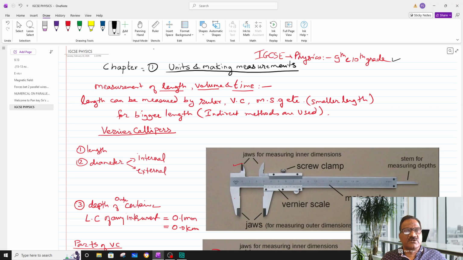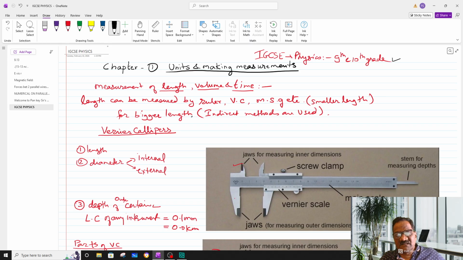So you'll be learning how to measure the length, volume, and time. Length can be measured using a ruler, vernier caliper, or micrometer screw gauge, and these are for the smaller lengths, right? Bigger length means the distance, bigger distances. For example, the distance between the sun and the moon, or the distance between the earth and the sun. These are very large distances, and these can be measured by some indirect methods. We are not going to deal with that in this particular video. Indirect methods for measuring big distances are a part of this chapter, but we'll be coming to that later.